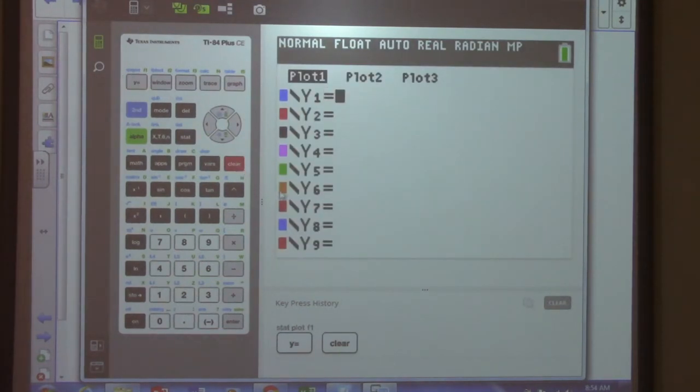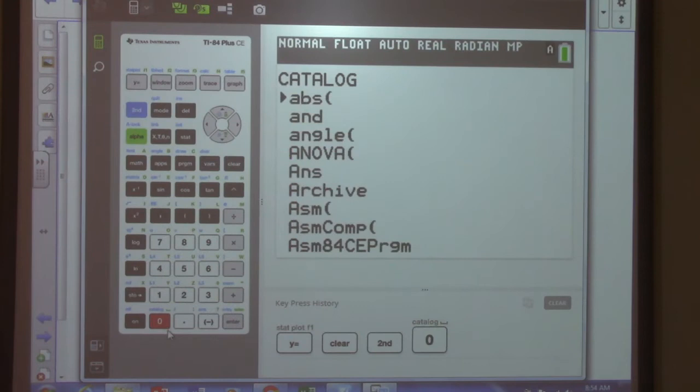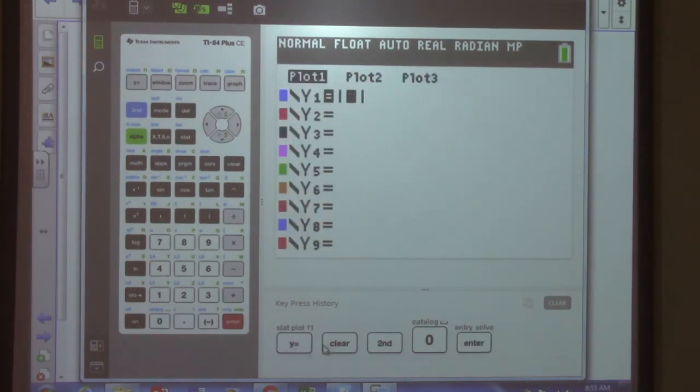I want to go ahead and put this in a calculator too. Who knows how to put absolute value in a calculator? Does anybody know how to do that? There are different ways to do it, but I'll show you the quick keystroke way, the best way I know how. What you do is you press second and then the catalog key. And then, out of coincidence, absolute value is the first thing in the alphabet. So you press enter and that's what you have.